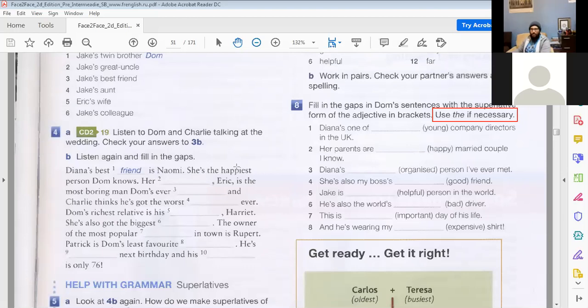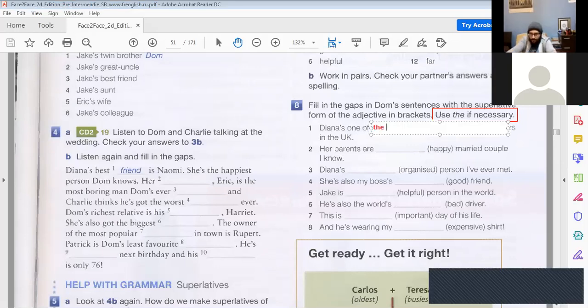Okay, so let's check your answers. Samiha, you can do number 1. Diana is one of the youngest company directors in the UK. So do you want to use the or without the? The. Okay, all right. What about number 2? Manal, can you do number 2? Her parents are the happiest married couple I know. Okay, so the happiest.